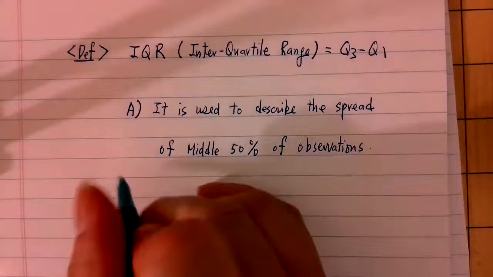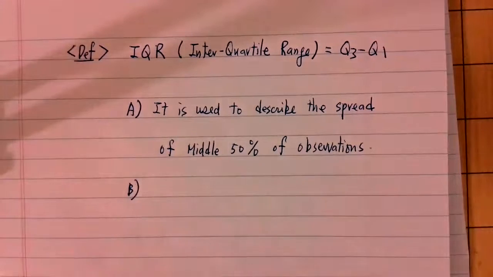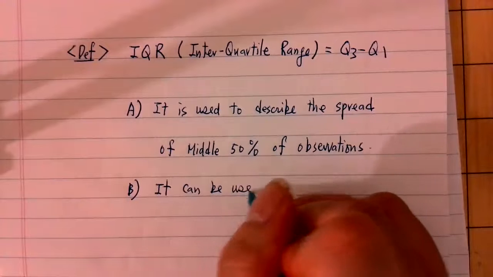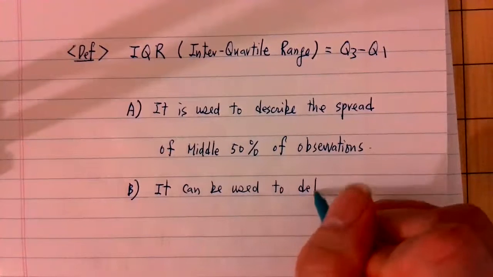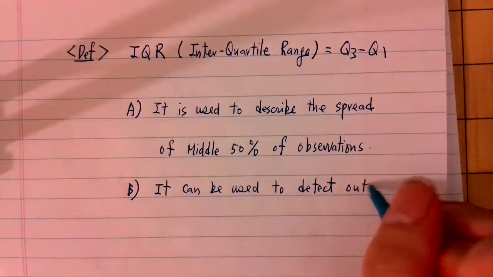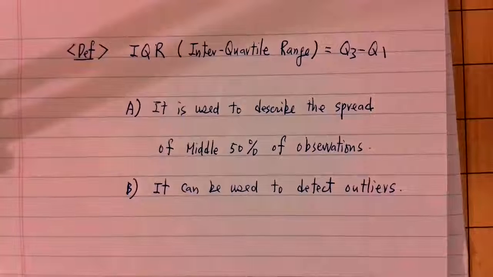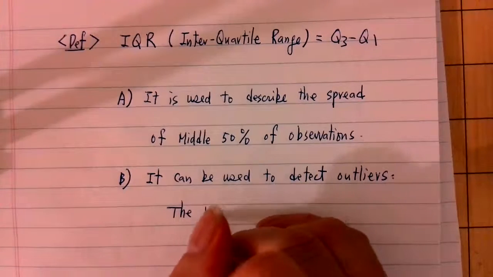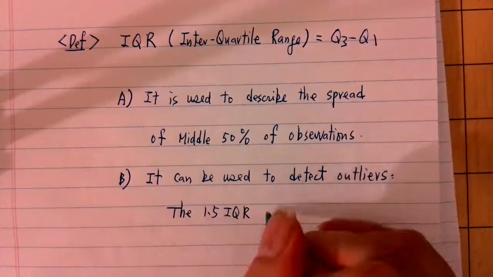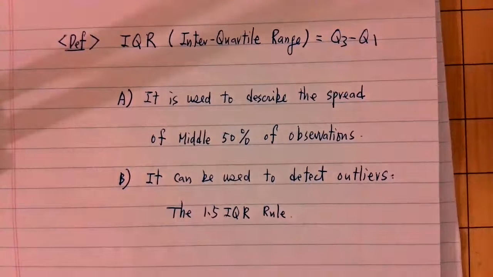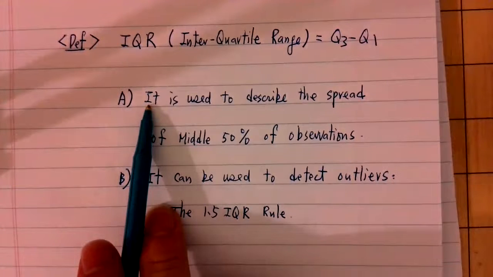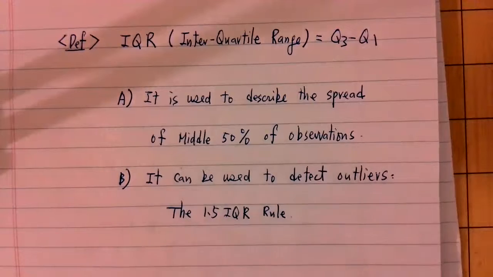And second purpose, it can be used to detect outliers. Okay, remember outliers? They are the extreme observations. Okay, and how we detect outliers by using IQR? There's a rule called the 1.5 IQR rule. Okay, we use 1.5 IQR rule to detect outliers. Okay, let's begin with the first one. Interquartile range is used to describe the spread of middle 50% of observation, okay?